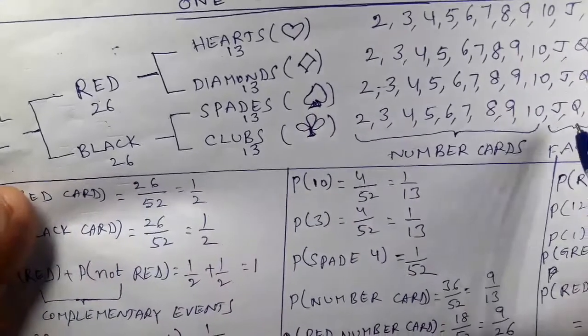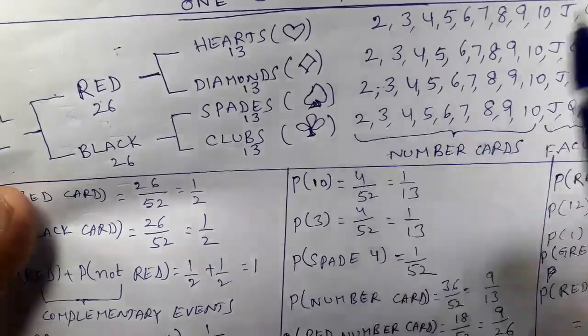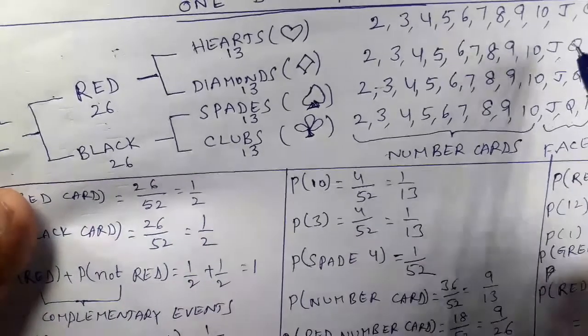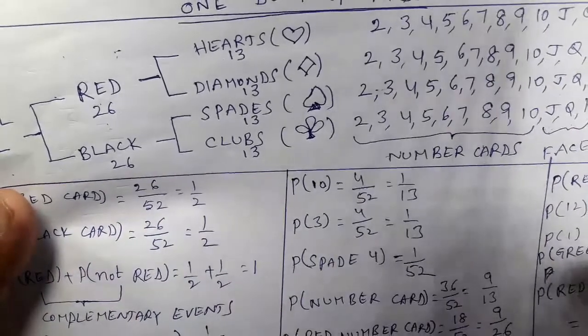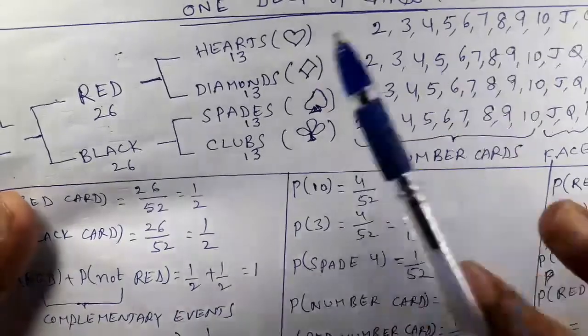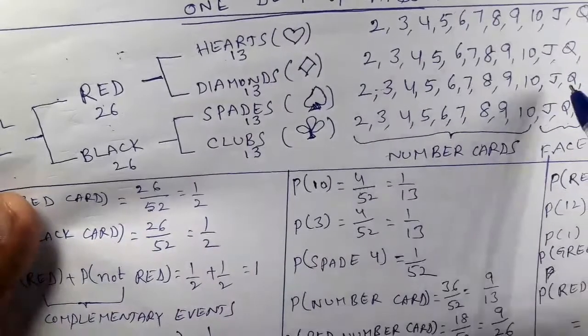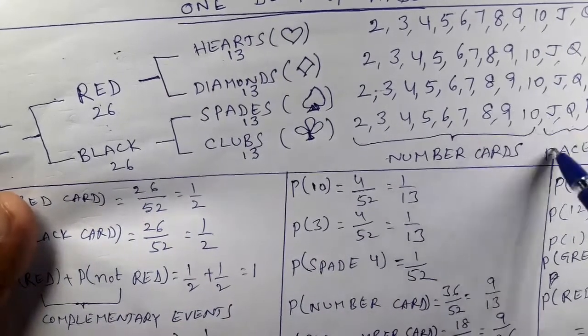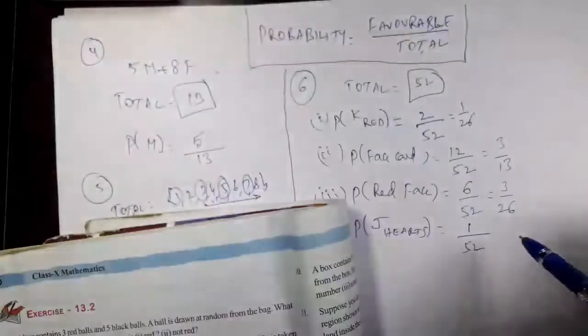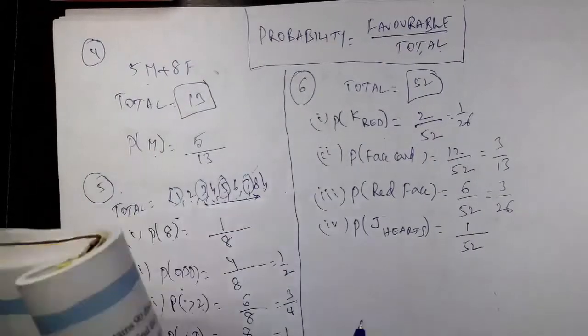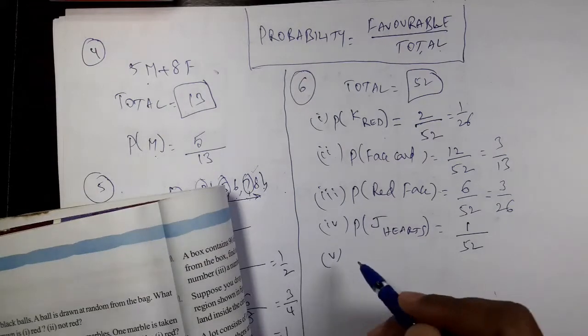You can see it in this way also. Jack of Hearts: how many jacks are there altogether in 52 cards? 4 jacks. Of these 4 jacks, how many are hearts? This one only, the heart jack. Of course, this is the diamond jack, this is the spade jack, this is the club jack. So 1 is favorable: 1 by 52.